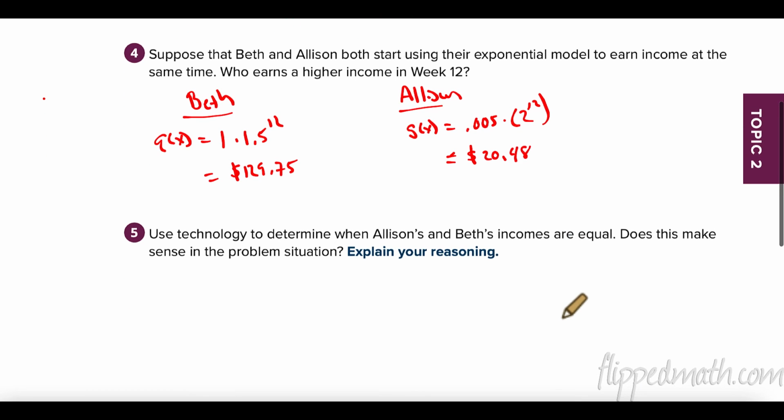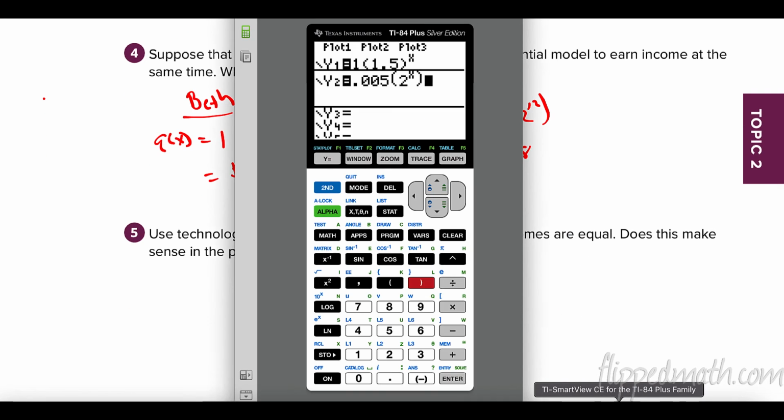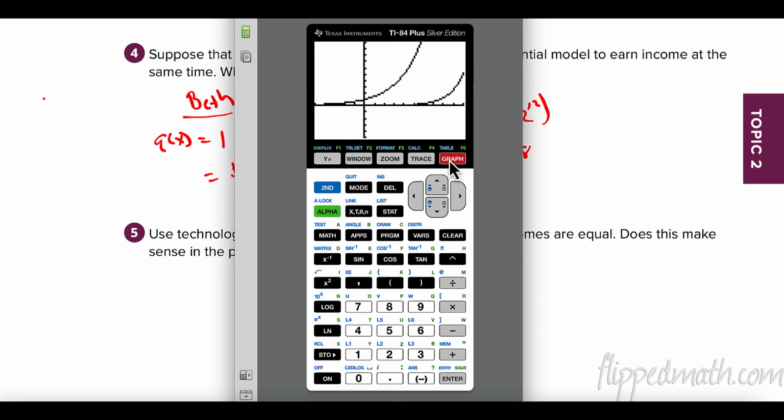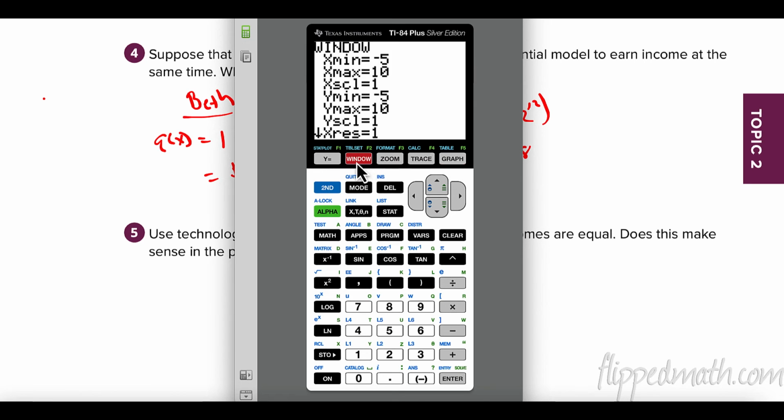Here it says let's use some technology to see when they're equal. So let's do it. Get your calculator. Plug these into y1 and y2. Pause the video to do that. All right. Let's go to our screen. Let's graph those out. Now you can see we have two things we can't see. So I need to change my window. I don't know. Let's see. Let's maybe make it 100.